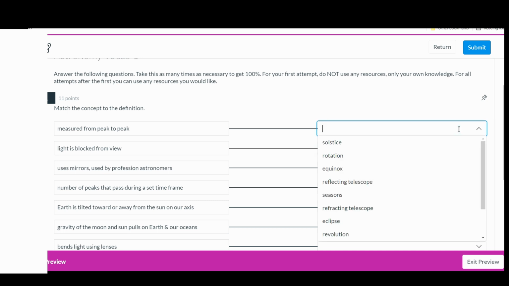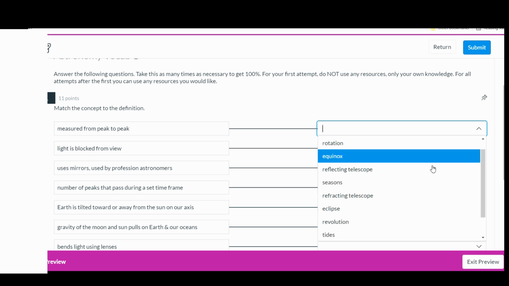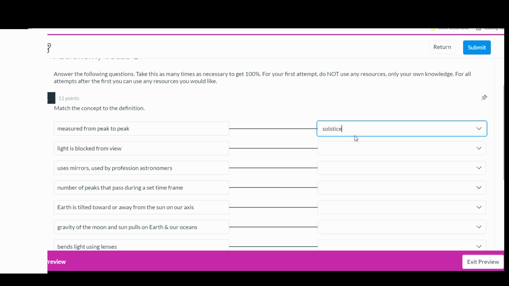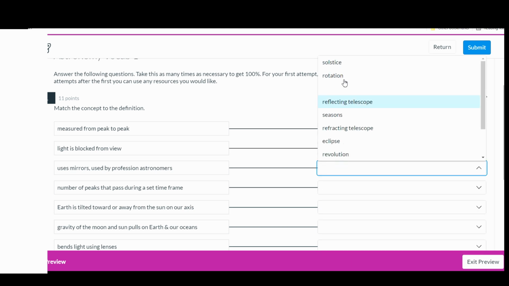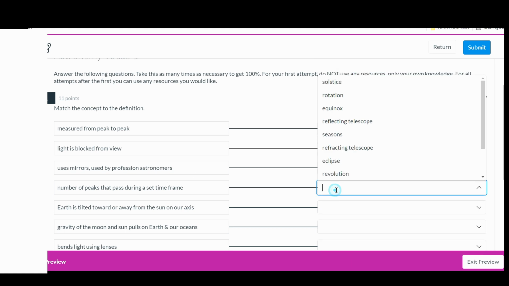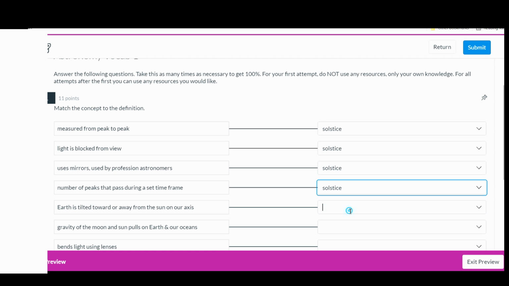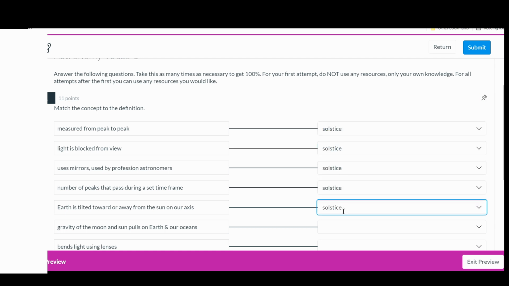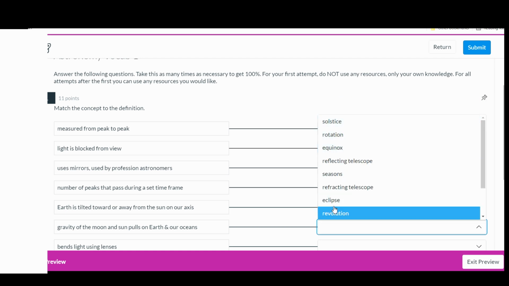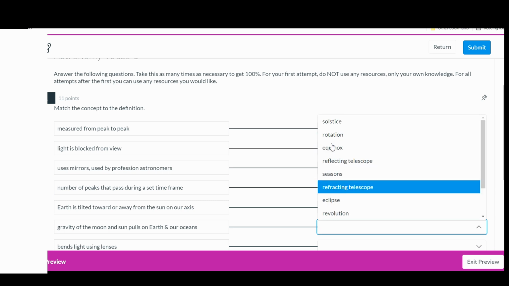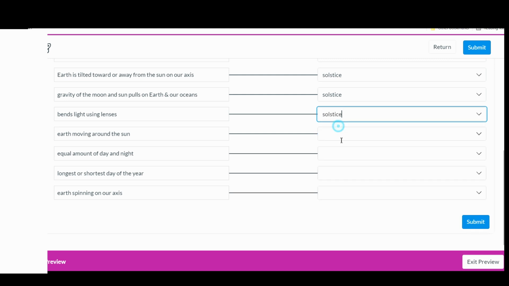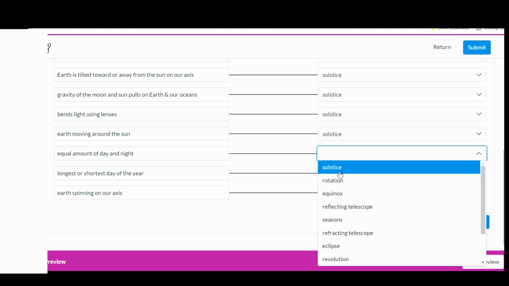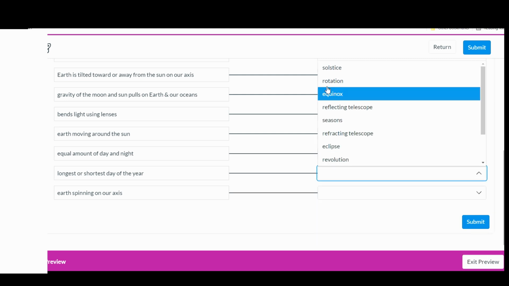You have a drop-down menu here with all of your terms. You are just going to select the correct term from the drop-down to match the concept that's given to you. Obviously, these are not all solstice, but this is the idea. So you'll choose the correct option from here. Once you've finished all of these, you will turn it in by hitting the submit button here.